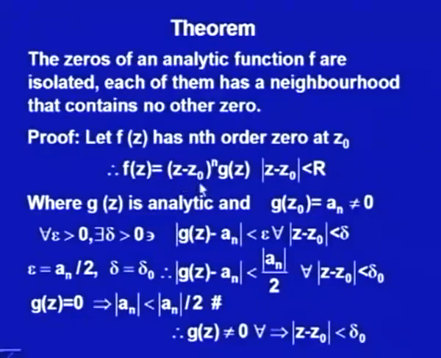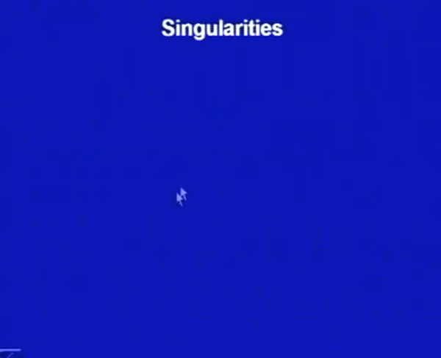If any other point were a 0 of f in the delta naught neighborhood of z naught, then for some other z it would be 0, and that would happen only if g(z) is 0 for some other z. But what we found here is that in this small delta naught neighborhood of z naught, g(z) can't be 0. Hence f cannot take 0 value in any small delta naught neighborhood of z naught. That says z naught is an isolated 0.